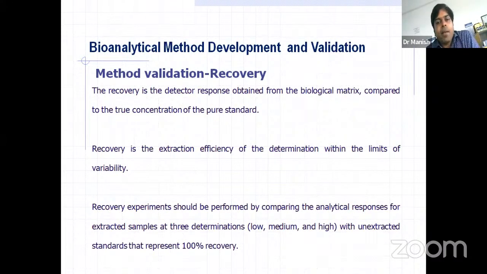Now recovery. Recovery is the detector response obtained from the biological matrix, compared to the true concentration of the analyte. So recovery is the extraction efficiency of the method, determined within the limits of variability. For these recovery studies, we are going to use only the quality control standards, that is LQC, MQC, and HQC. Here we are going to demonstrate the recovery using these 3 determinations with unextracted standards, which represent 100% recovery. Unextracted means drug in aqueous solution, which is compared with the quality control standards.